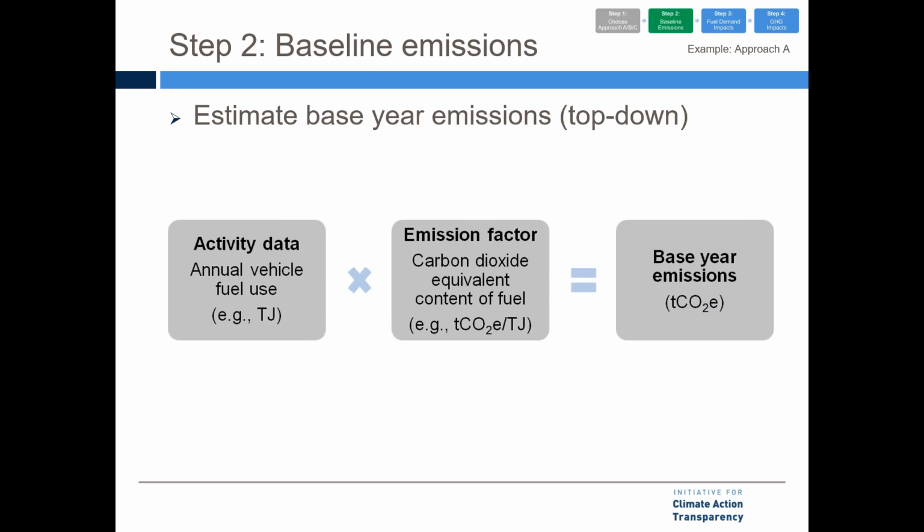So to estimate the base year emissions, this is the first step. In this approach, you only use top-down data, meaning your activity data will be annual vehicle fuel use. So you use an amount of gasoline in terajoule per year for the whole transport sector. You multiply this activity data with an emission factor, if possible. It's always advisable to use a country-specific emission factor. Otherwise, there are defaults provided in the guidance. And by multiplying those two numbers, you come up with base year emissions.